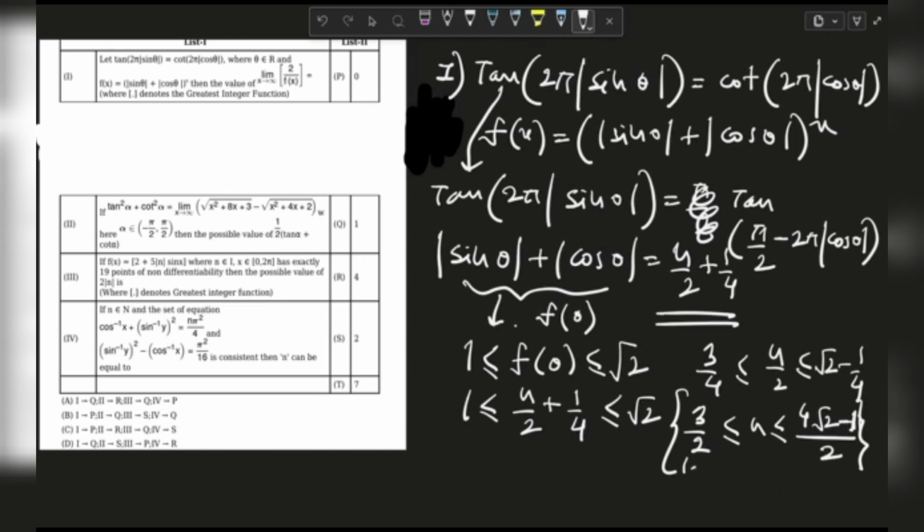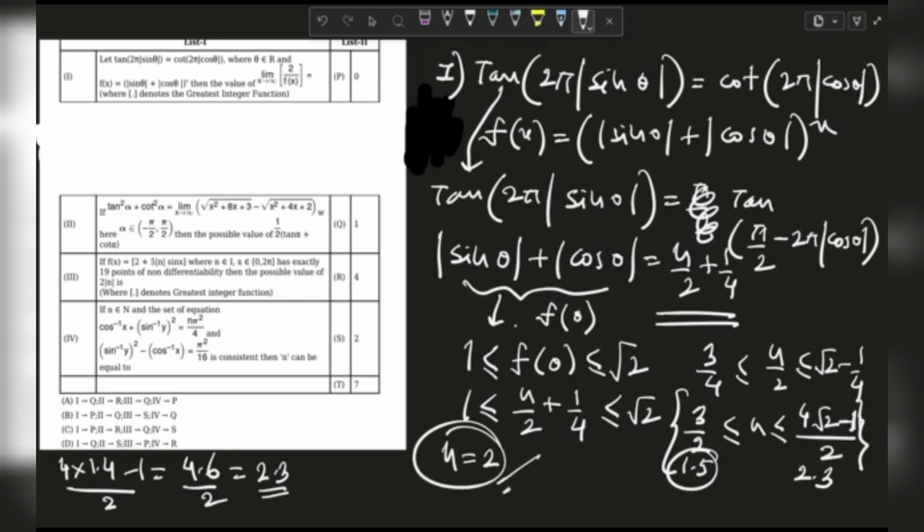So now 3 by 2 is 1.5. And let's calculate this thing: (4 into 1.4 minus 1) by 2 approximately. So this thing is 5.6 minus 1, which is 4.6, by 2. So 2.3, approximately 2.3. So the only integer between these is n equal to 2. That's our value for n.